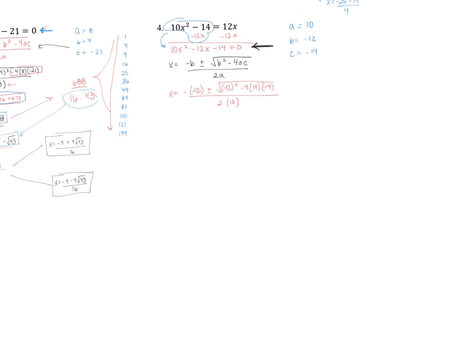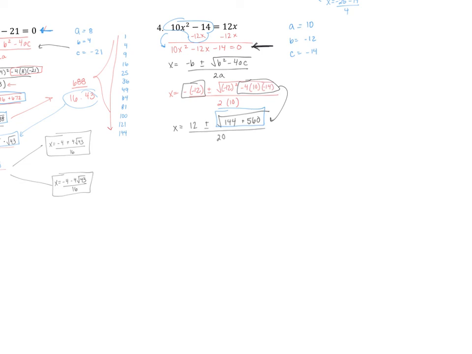Most of it is just multiplication, okay? So I am looking at this term. This now becomes a positive 12, plus or minus, okay? 144, because negative 12 squared is 144, okay? Plus 560, because negative 4 times 10 times negative 14 gives me a 560, all over 20. Okay? So now I've simplified the quadratic formula, so now I need to go ahead and simplify the radical.